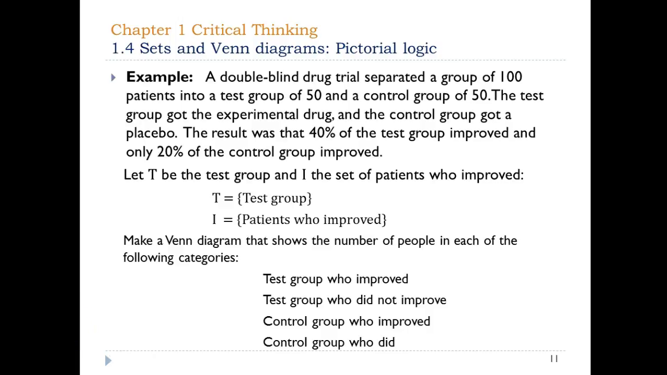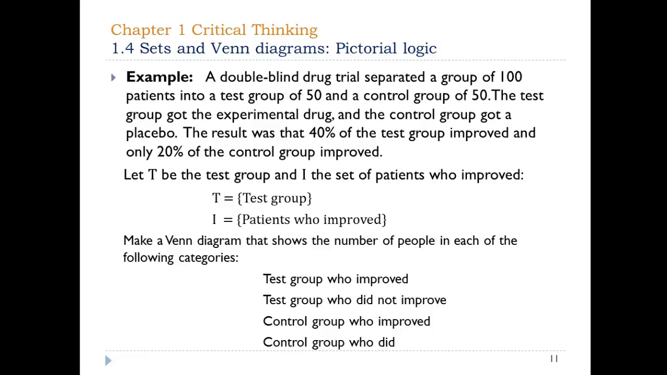A double-blind drug trial separated a group of 100 patients into a test group of 50 and a control group of 50. The test group got the experimental drug and the control group got a placebo. The result was that 40% of the test group improved and only 20% of the control group improved. Let T be the test group and I the set of patients who improved.